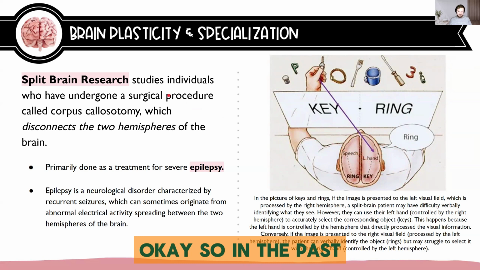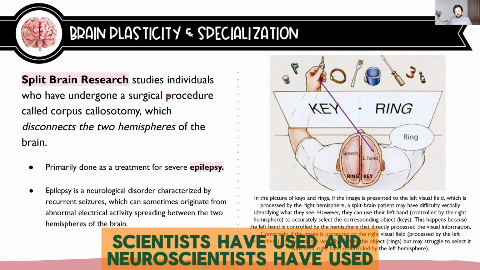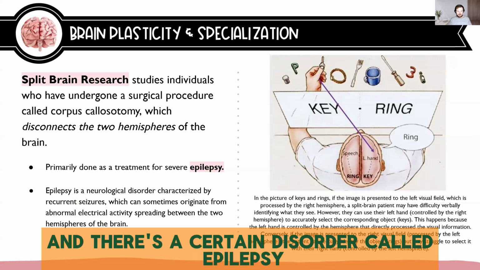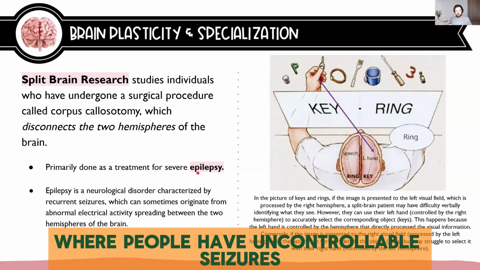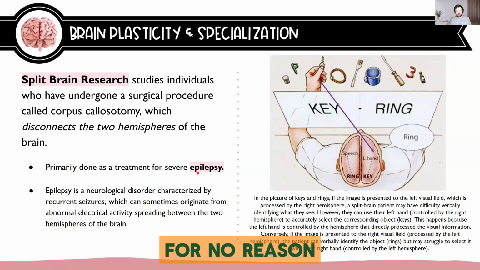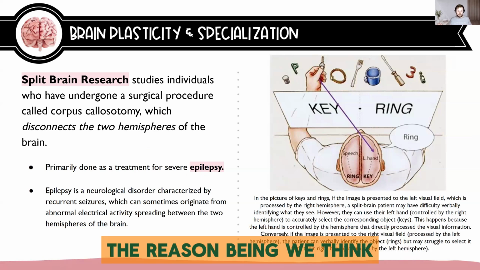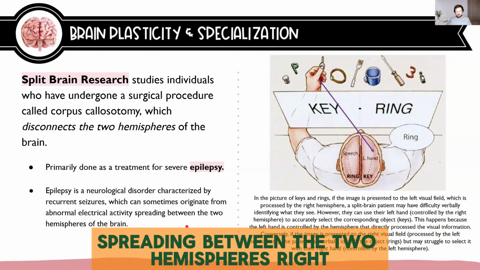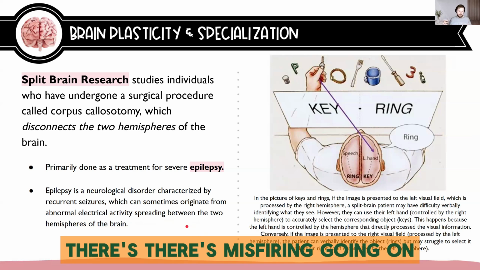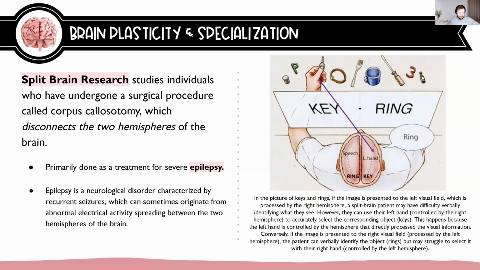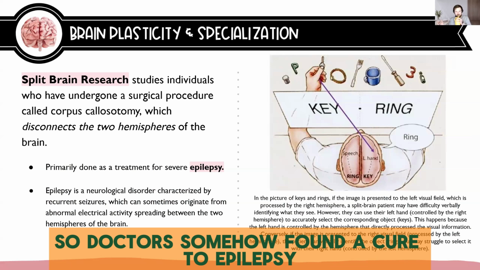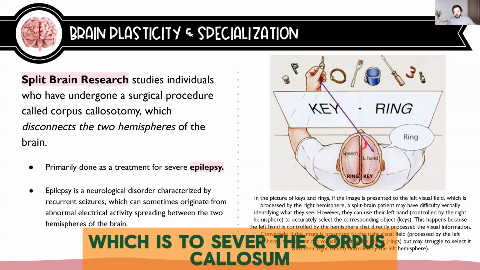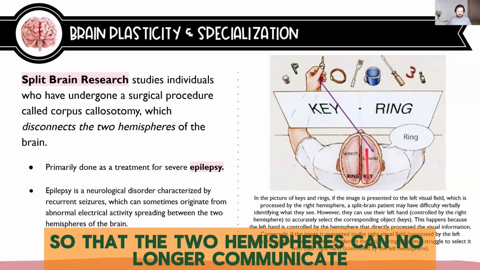Okay, so in the past, scientists have used and neuroscientists have used a variety of ways to cure people of certain disorders. And there's a certain disorder called epilepsy, where people have uncontrollable seizures for no reason. The reason being, we think, is abnormal electrical activity spreading between the two hemispheres. Right? There's misfiring going on, which is what causes people to have seizures. So doctors somehow found a cure to epilepsy, which is to sever the corpus callosum so that the two hemispheres can no longer communicate.